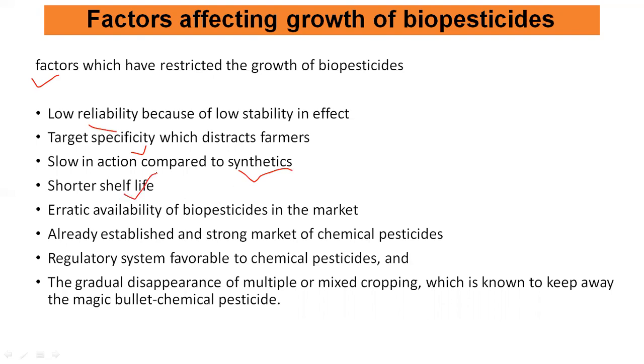it has a short shelf life compared to other pesticides, and erratic availability of biopesticide in the market, while there is an already established and strong market for chemical pesticide, so it is very difficult for farmers to adopt biopesticide quickly. So there is a necessity to create awareness of biopesticide from the farmers' point of view. There is also a regulatory system favorable to chemical pesticide over biopesticide, and the gradual disappearance of multiple mixed cropping, which is known to keep away the magic bullet chemical pesticide.